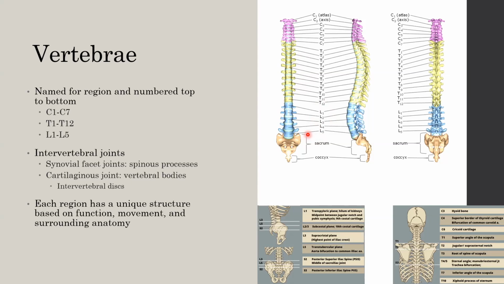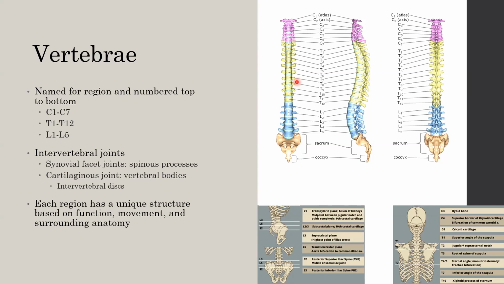Each of these vertebrae is divided by intervertebral discs, which we'll touch on here in a moment. And they're able to articulate or glide with each other through our synovial facet joints. And whenever we speak about the movements of the spinal column, one individual vertebra doesn't really move too much. However, the accumulation of each of those vertebrae articulating is what gives us the range of motion we see about our spine region. Each of these regions has a unique structure based on their function, movement, and surrounding anatomy.